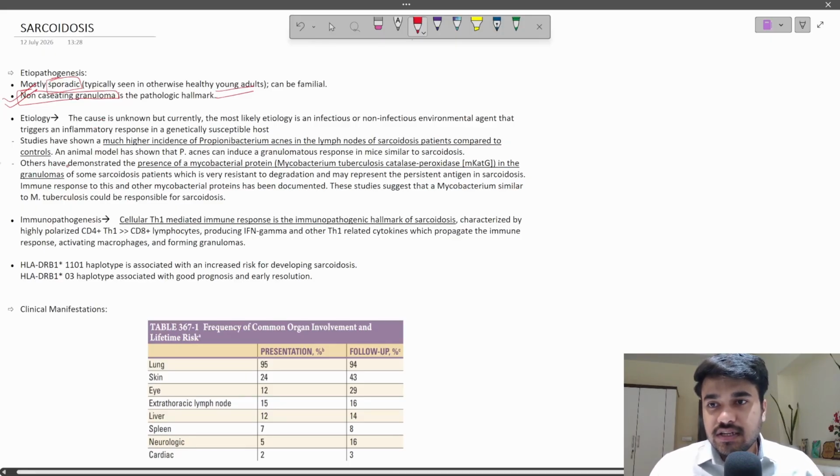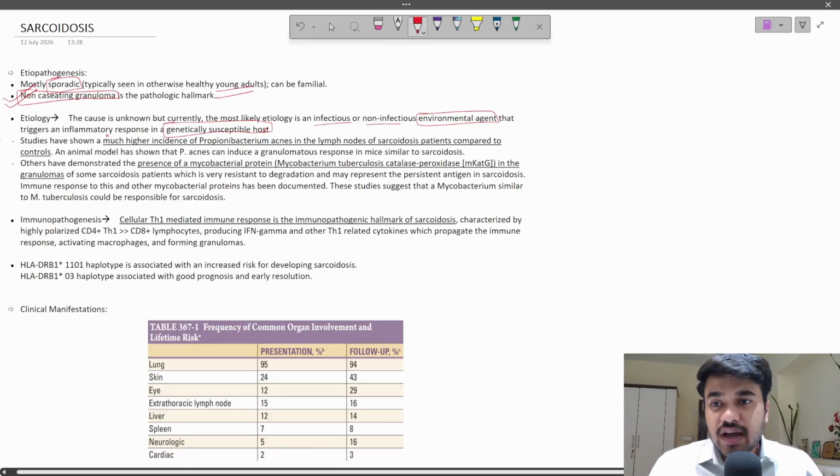Coming on to the etiology, the cause is currently unknown, but the most likely hypothesis is that it is due to some infectious or non-infectious environmental agent which acts as a trigger, which triggers an inflammatory response in a genetically susceptible host. So the overall pathogenesis is due to an interplay between the environmental agent and the genetic susceptibility of the host.